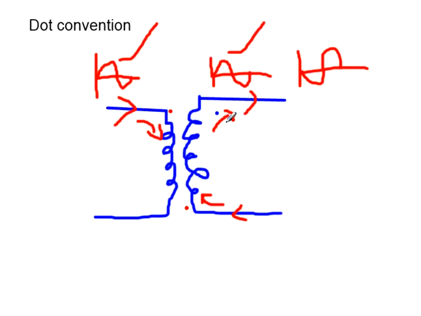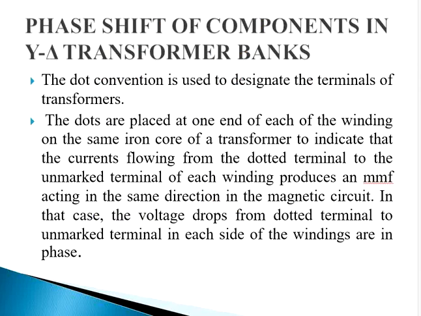Then why do we require this dot convention? Because to know the polarity of the windings. What is the polarity of the transformer winding? To specify or to indicate that polarity, we require this dot convention. Now we'll see what exactly is the phase shift of components in a star delta transformer.